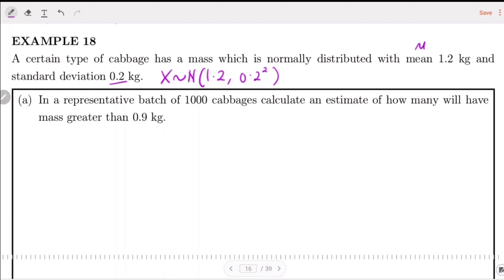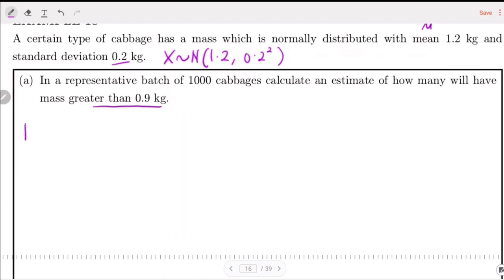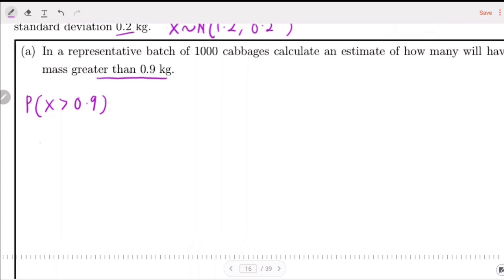A. In a representative batch of 1000 cabbage, calculate an estimate of how many will have mass greater than 0.9 kilogram. So we need to find the probability that the mass of the cabbage is greater than 0.9. As usual, follow the 4 steps. The first one is to standardize, change it from x to z: x minus mu over sigma, which is the standard deviation.